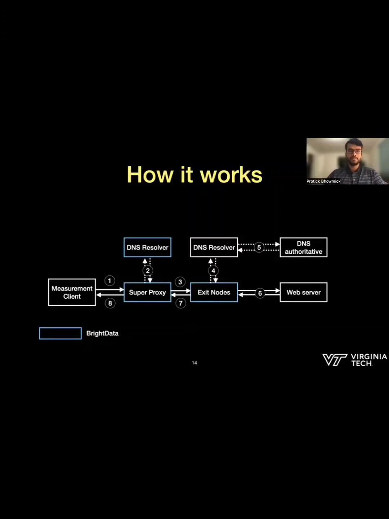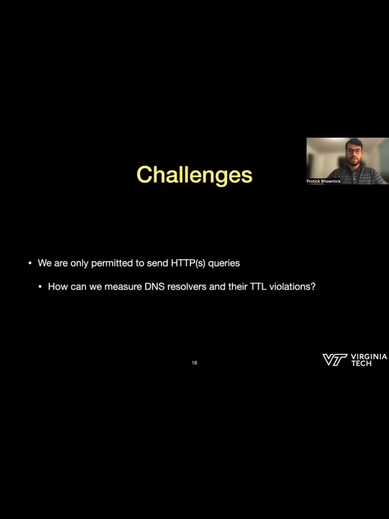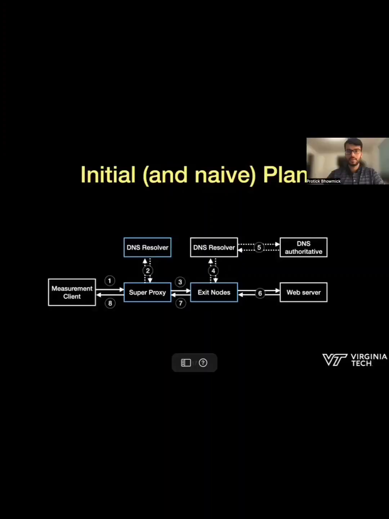Now, in this diagram, the blue boxes are controlled by Bright Data: the super proxy itself, its resolver, and the exit nodes. Whereas the boxes outlined in green are controlled by us: the measurement client, the web server, and the DNS authoritative server. Now, as we can see, we can only send HTTP traffic through Bright Data, but we want to measure DNS resolvers out there and their TTL violation. So how do you do that?